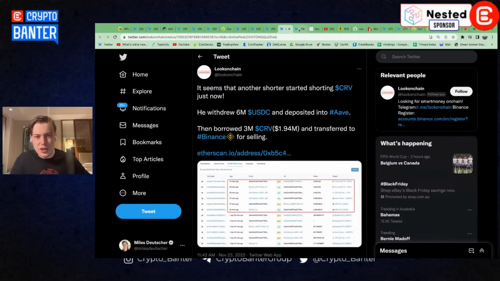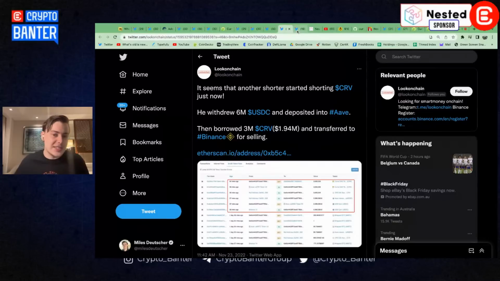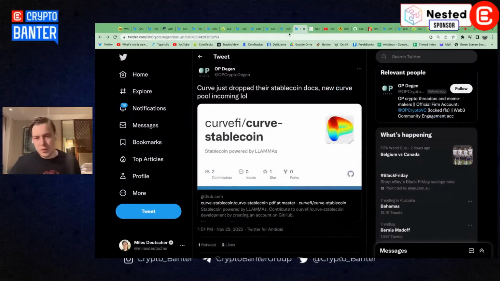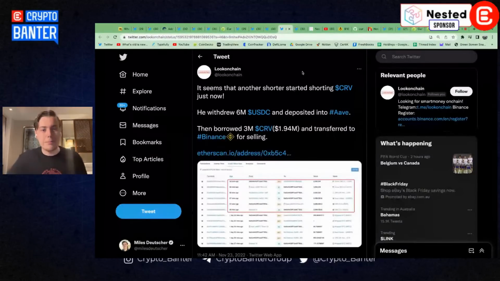Now, other whales started coming in and shorting Curve just now. We saw someone withdraw 6 million USDC, piling on the pressure after depositing into Aave, borrowing Curve, dumping on Binance this time for selling. So we've seen multiple people try and copy this trade post Aave.